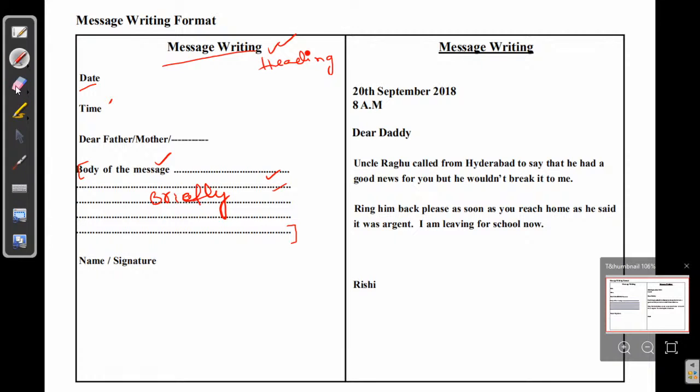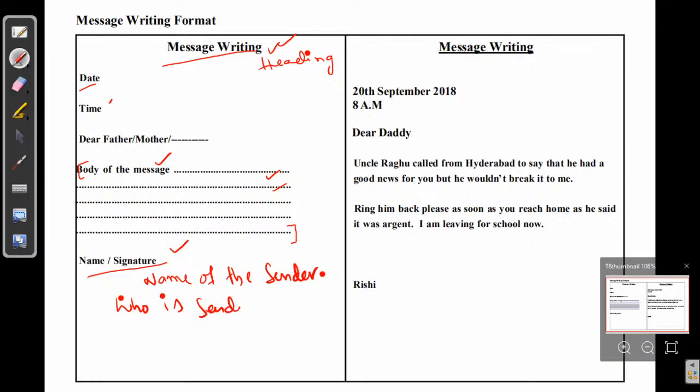Last one, name and signature. Here, name of the sender. Name of the sender means who is sending the message. These are the 5 parts that are very important to complete your message.